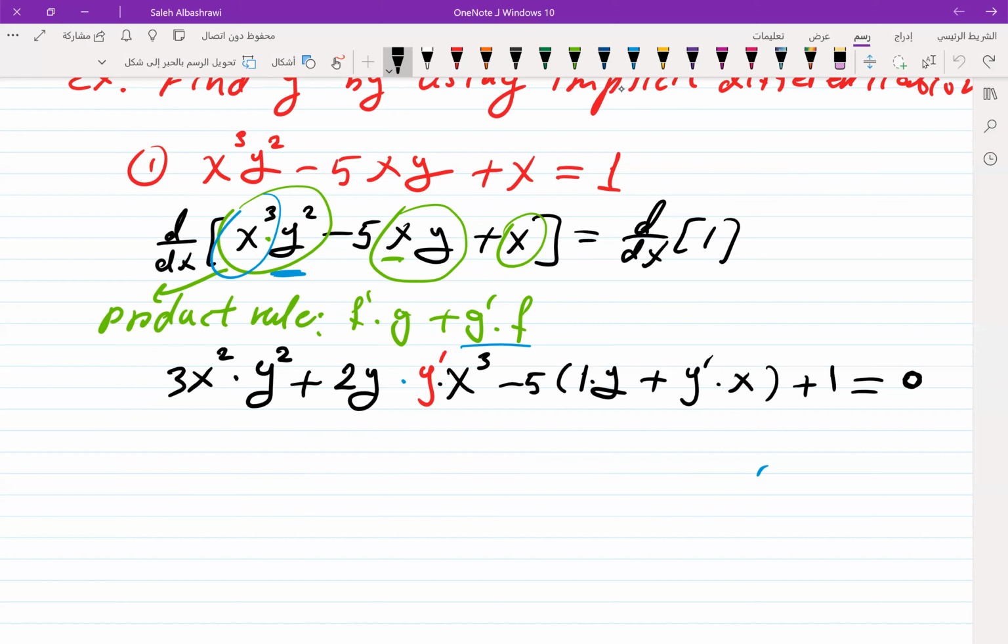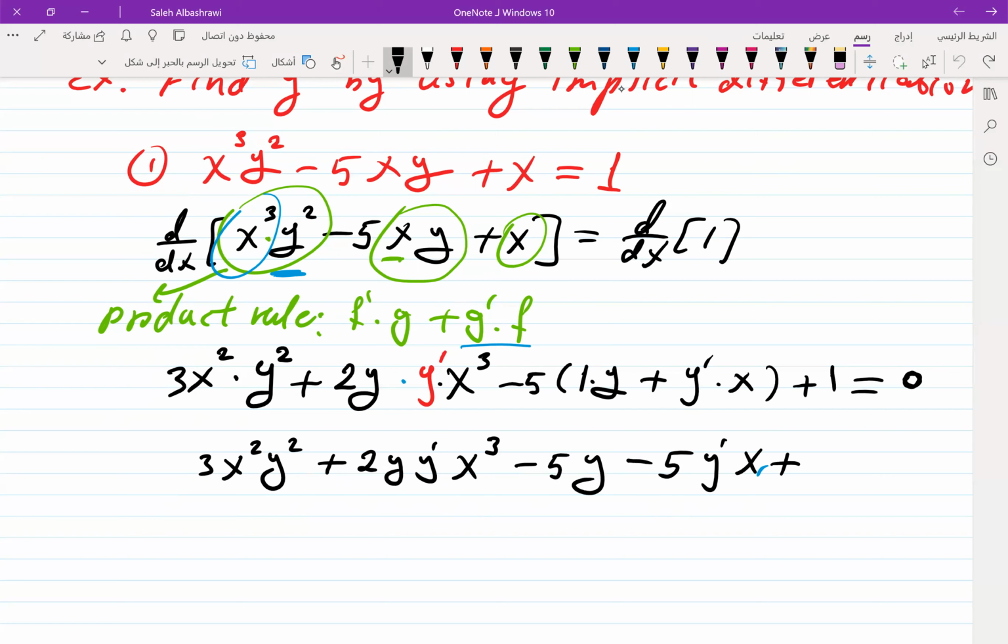All I need is just some algebra to write y prime equal to something on the right hand side. But let me rearrange it first. I have 3x squared y squared plus 2y prime x to the power 3, open the bracket, minus 5y minus 5y prime x, plus 1 equal to 0.